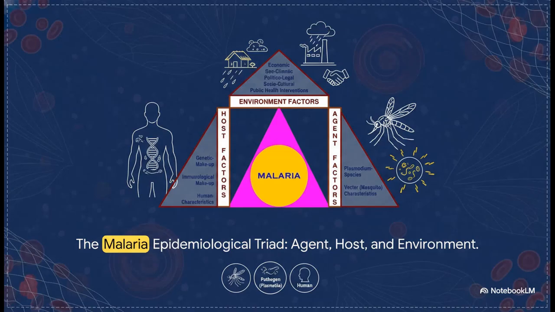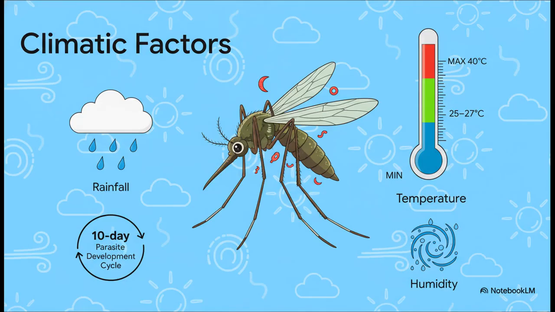This is the malaria epidemiological triad, illustrating the relationship between agent, host, and environment. The 4 local determinants are agent, host, vector, and environmental factors. Climatic factors: both vectors and plasmodia are influenced by climatic factors: temperature, rainfall, and relative humidity.